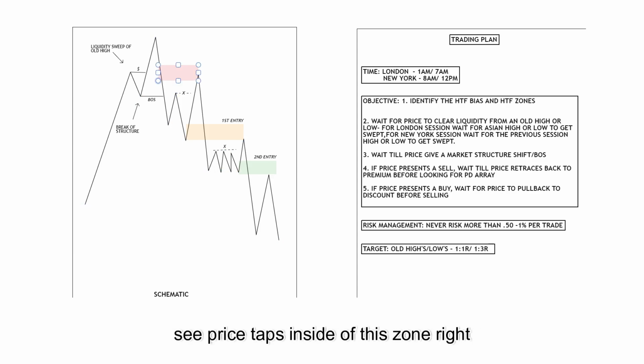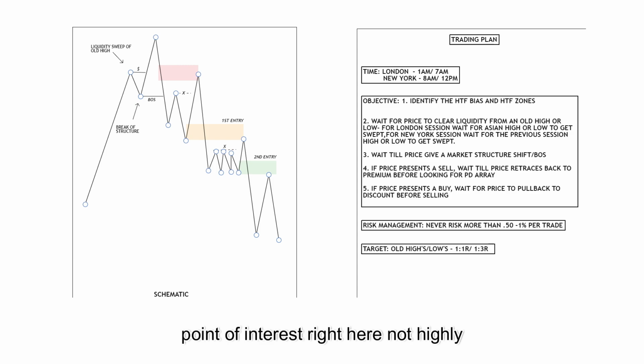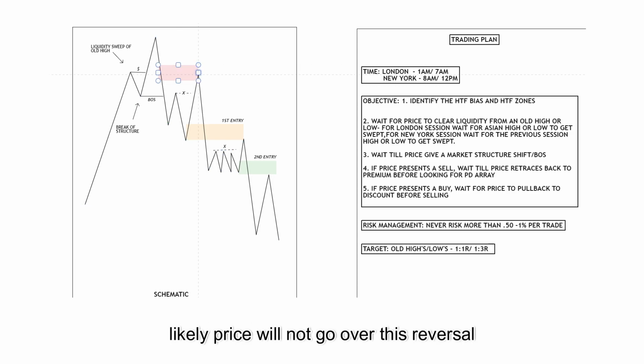And then as you can see, price taps inside of this zone right here, probably a higher time frame point of interest. I marked it in red because this is our reversal point of interest. Price will go over this reversal point first. After price taps inside of our reversal zone, what we are looking for now is a breakup structure of the low that did the first reversal.